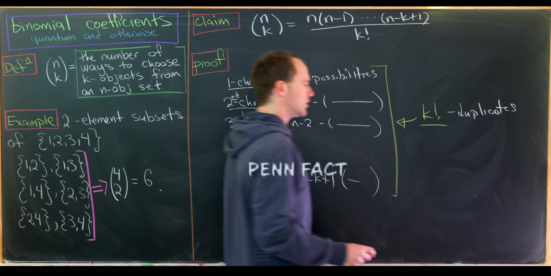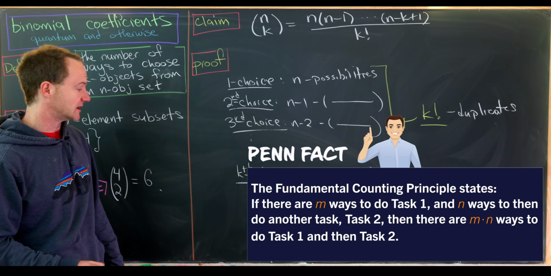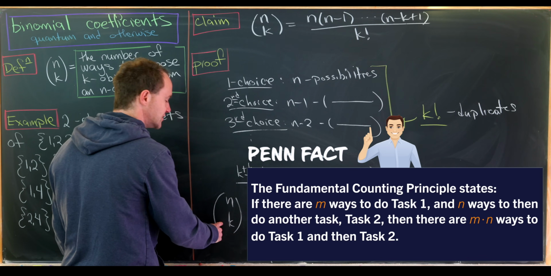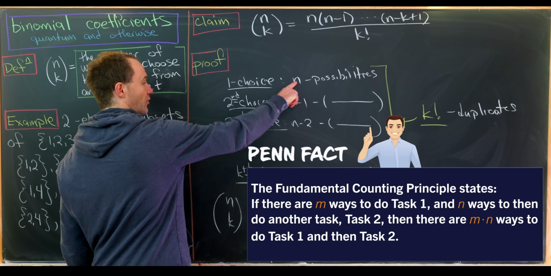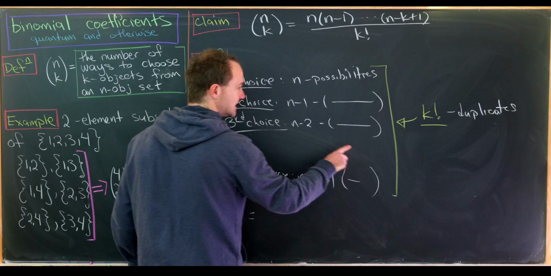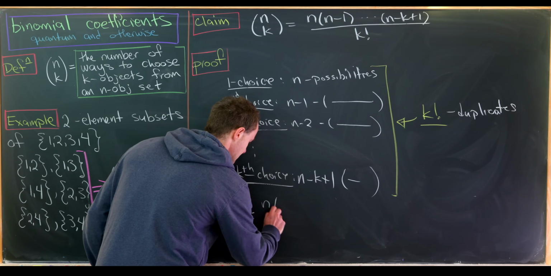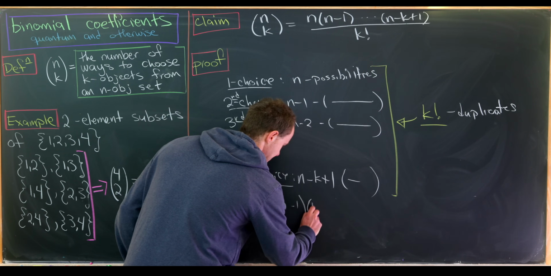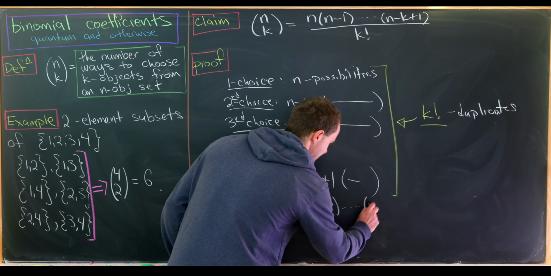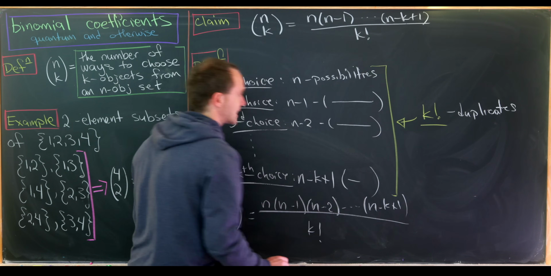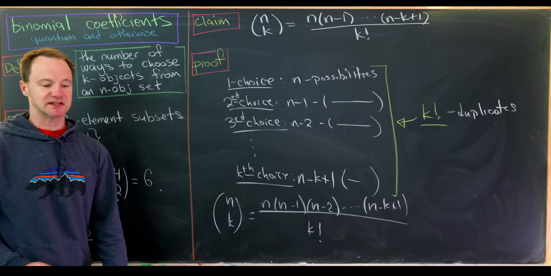But now by the multiplicative property of counting, we know that our total possibilities, which we're defining to be n choose k, will be the product of all of these possibilities divided by the duplicates. So in other words, we have n times n minus 1 times n minus 2 all the way down to n minus k plus 1 over k factorial. And that establishes this formula.